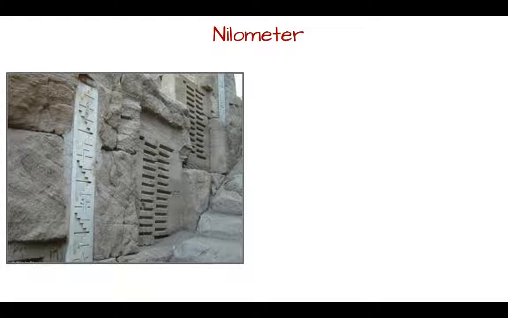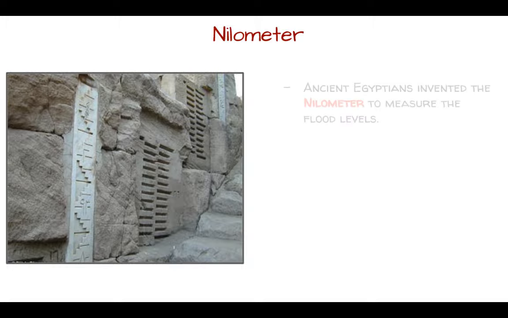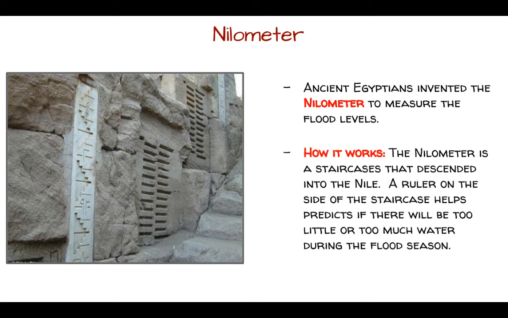A famous tool that Egyptian farmers will use to help them plant is called the Nile Meter. And the Nile Meter was invented to measure the flood levels of the Nile River. And here's how it works. The Nile Meter is a staircase and it descends down into a pit. And then you'll see these etchings every so often on the side wall of the pit.